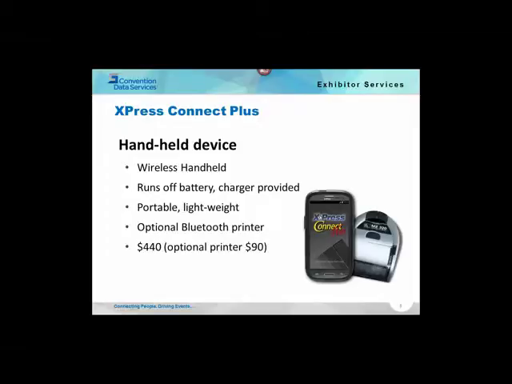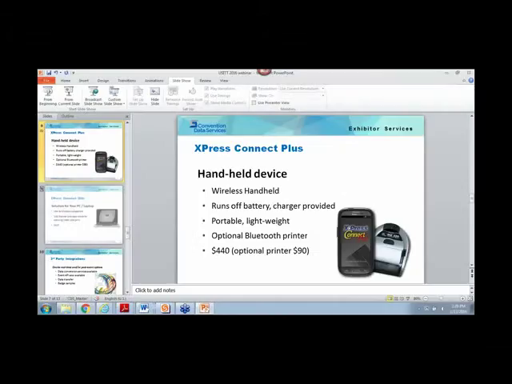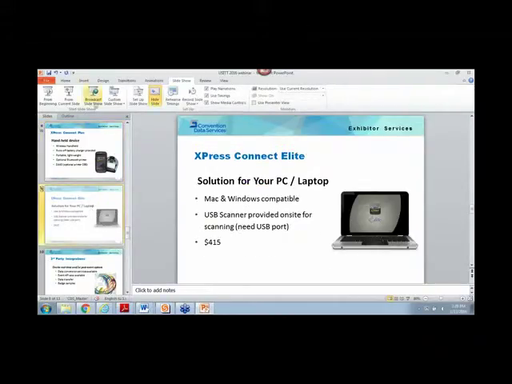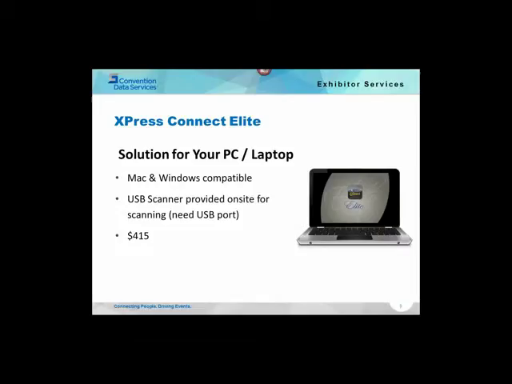The early bird cost for the handheld unit is $440, and the optional printer is $90. And then from there, we've got our Elite software.